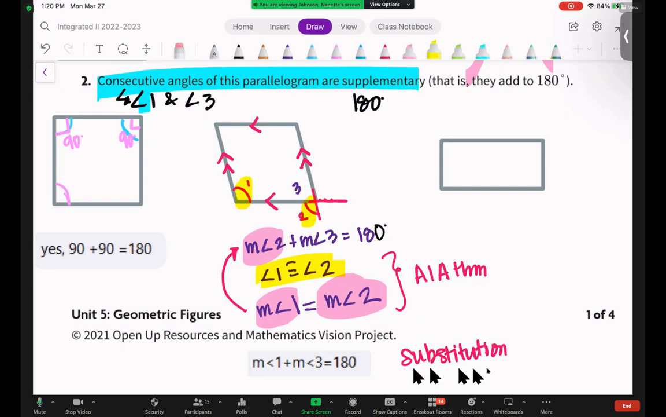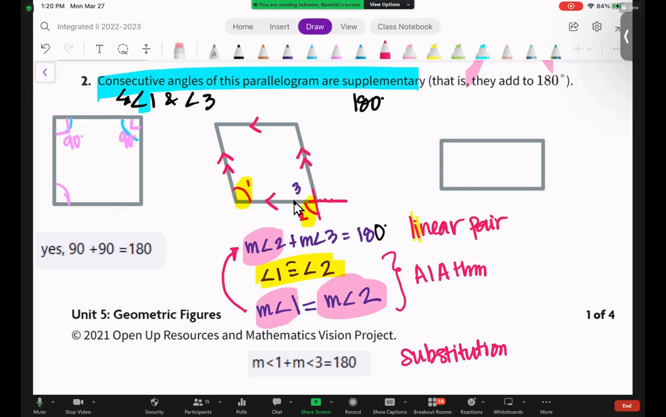No, substitution belongs at the bottom. That's for sure. Can you guys look at 2 and 3? What's so special about 2 and 3? Come on, guys. You can do this. Why do they add up to 180? Yes, because they make a line. They make a line. So we can call this linear pair.